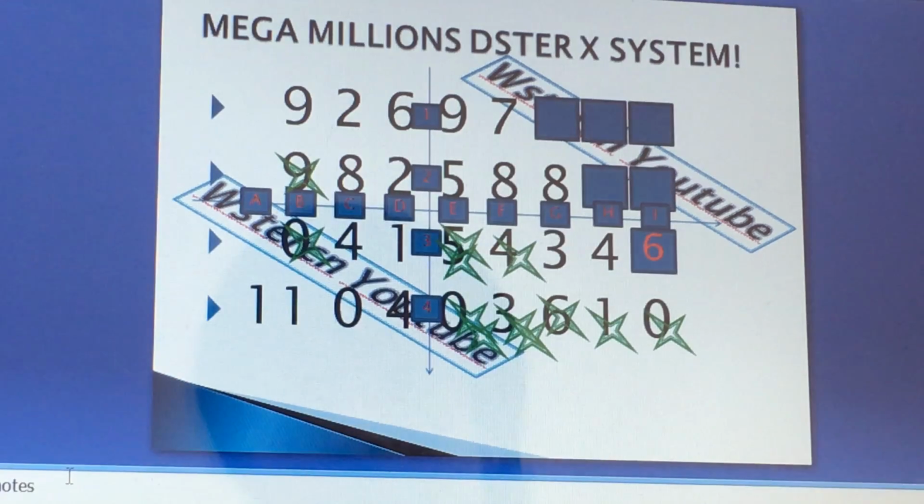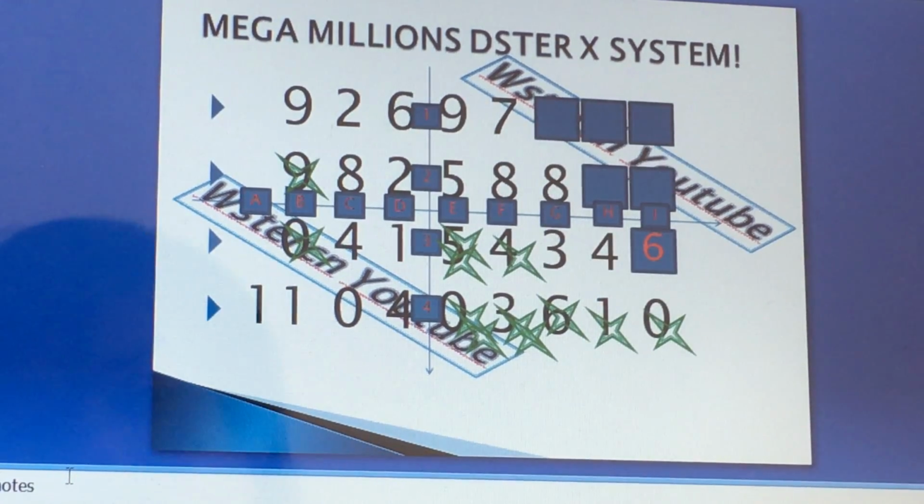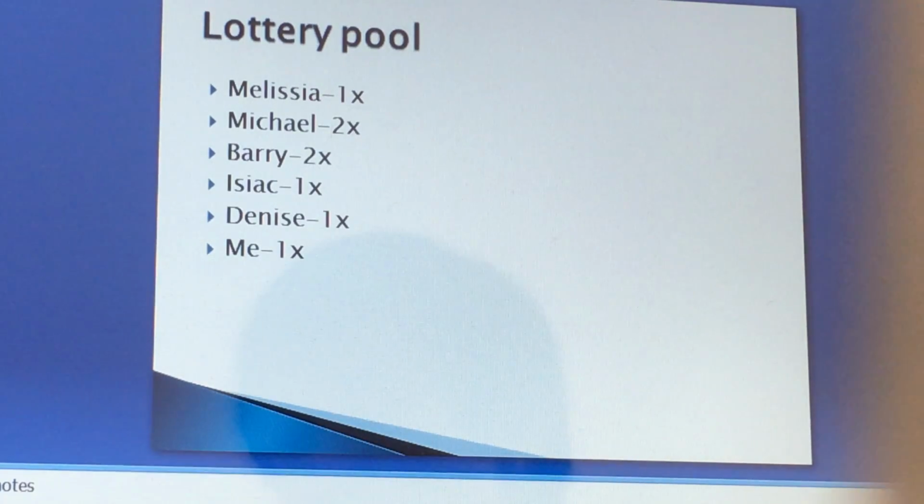This was the last Dster system for Mega Man, and you can see the hitting points are in quadrant 4. Now, in this one, we'll be using a different Dster for this week. The lottery pool, so far, we have these players in the pool. We'll be getting a pool ticket this week. If you want to be in the pool, email me for the future pool, and if you can get in today, I'll add you to the pool for this week also.